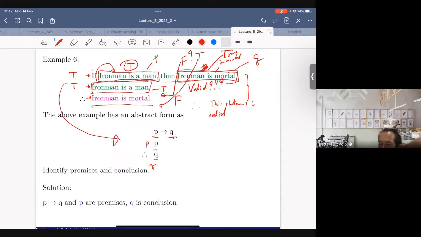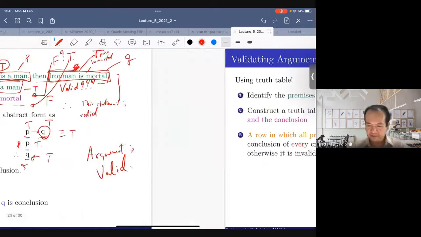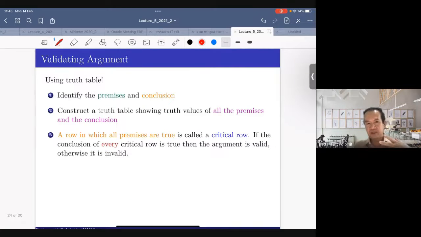So as you can see, if P is true, Q cannot be false, because if P then Q is true, so this one has to be true, which means that Q is true, which means that our conclusion is true, which means that the argument is valid. Any question so far? Okay. So now that's just a simple example of how to validate an argument.